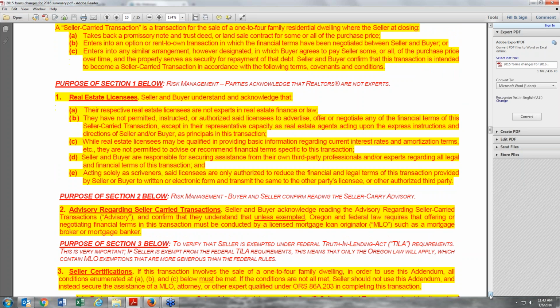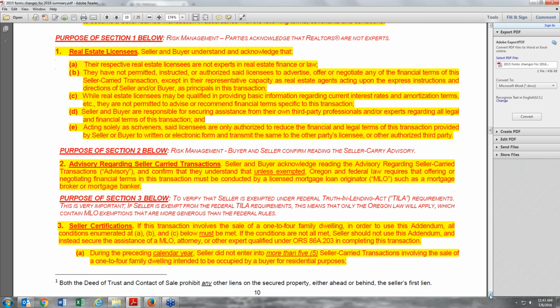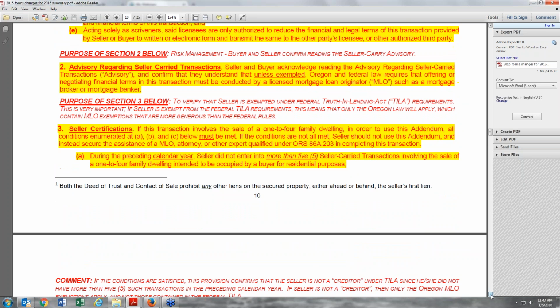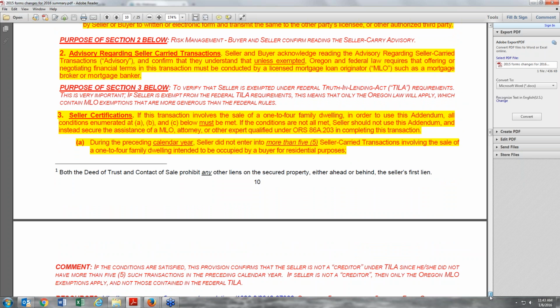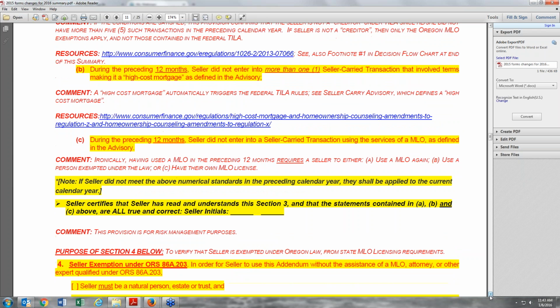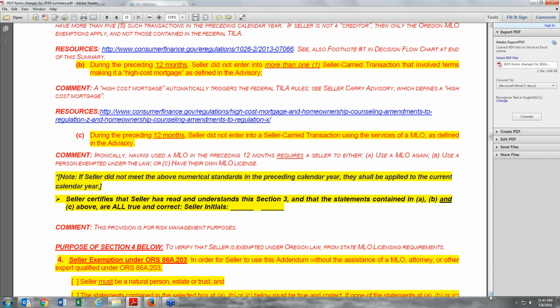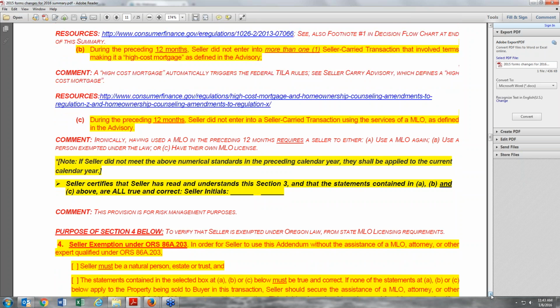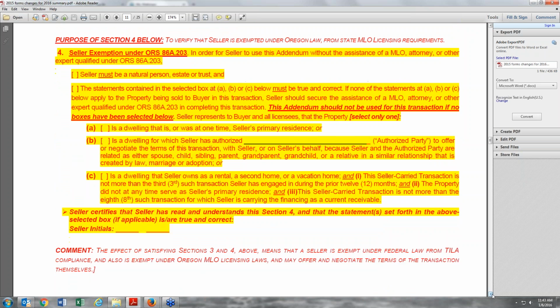And then we also advise in section 2 that they should closely review the advisory. And then section 3 and section 4 are certifications. And these are the two major certifications that, if they are successfully answered, will certify that the seller is not subject to the mortgage licensing laws, is not subject to a requirement of having a mortgage loan originator. So we say in section 3, during the preceding calendar year, seller did not enter into more than 5 seller carried transactions.